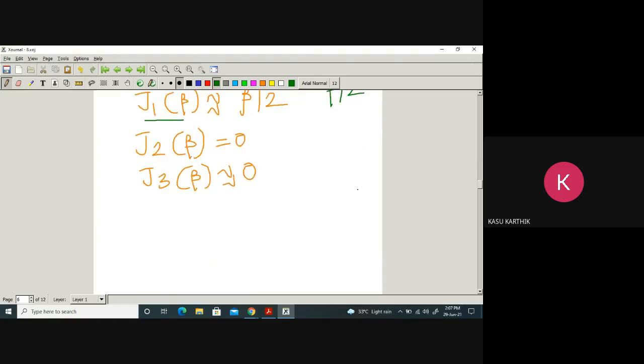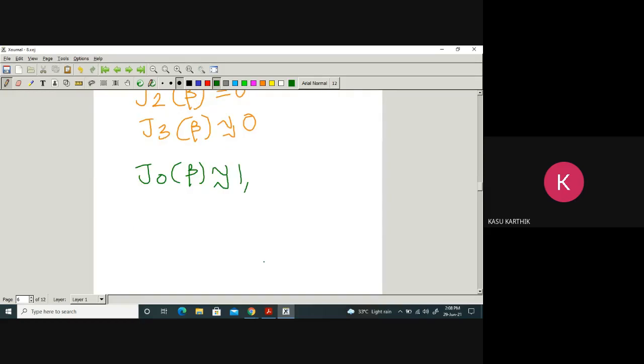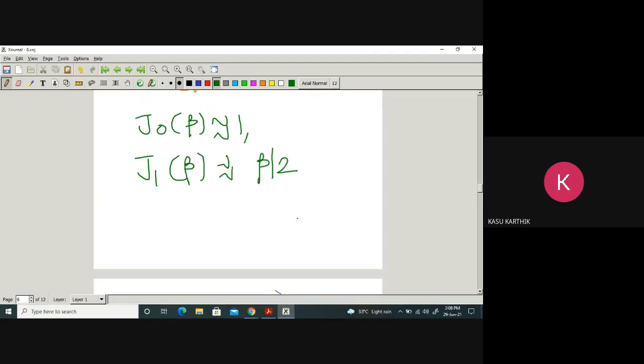So what we can say here is, whenever beta is very small, J0 beta is approximately equal to 1. At the same time, are you getting my point or not? J1 beta is approximately equal to beta by 2. Obviously, from the property of this Bessel function only, J minus 1 beta is also approximately equal to minus beta by 2.